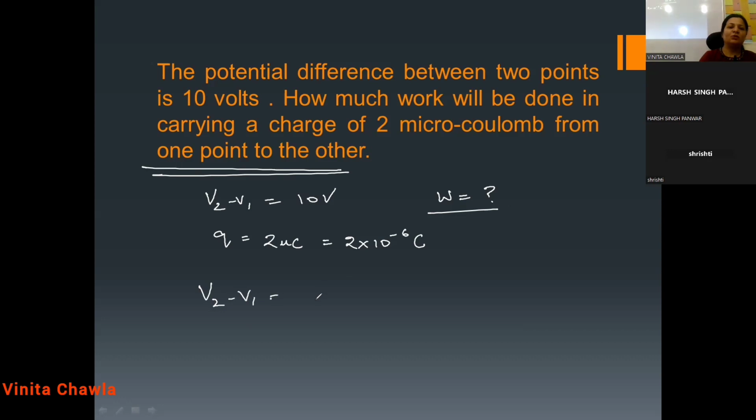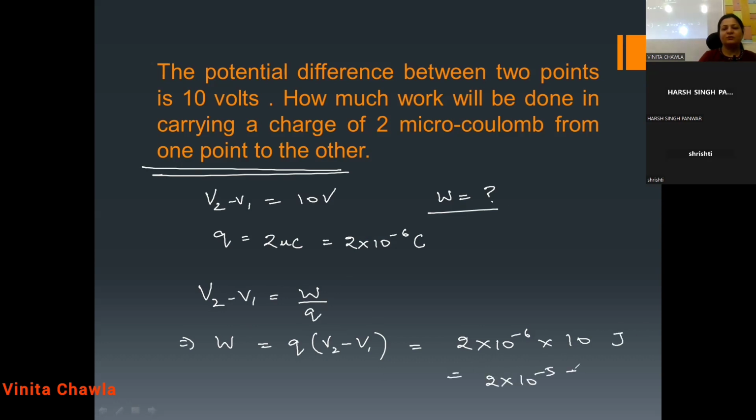V2 minus V1 is W by Q. So this implies W is Q times V2 minus V1. Okay, put the value. It's 2 into 10 power minus 6 into 10. So the answer is 2 into 10 power minus 5 joules. Write this answer in your notebook.